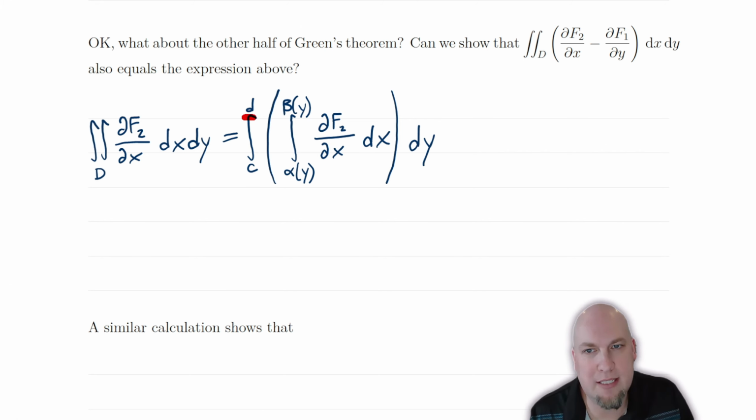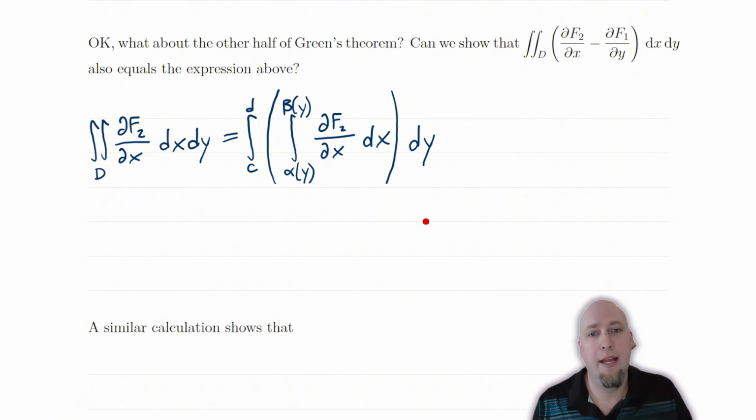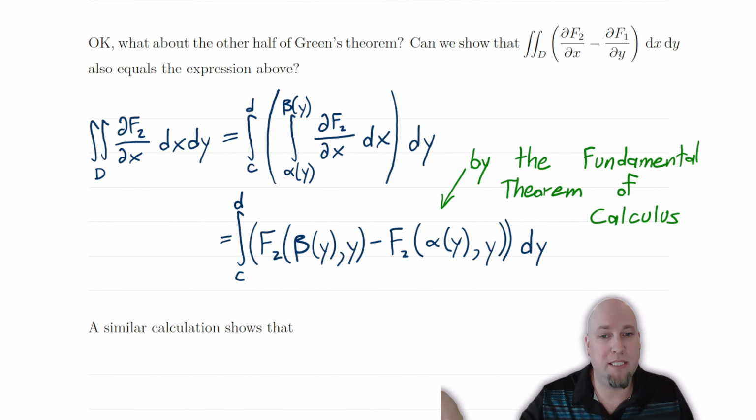Y is going between its lowest value, which was c, and its highest value, which was d. Okay, and what's x going between? It's going between the left curve, alpha of y, and the right curve, beta of y. Okay, and now I'm just going to apply the fundamental theorem of calculus.